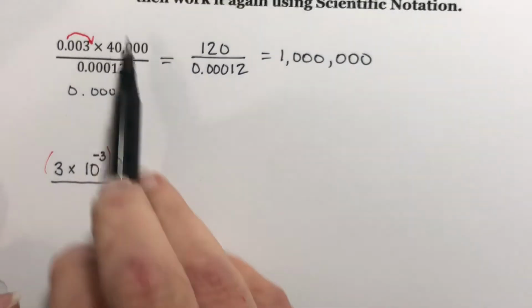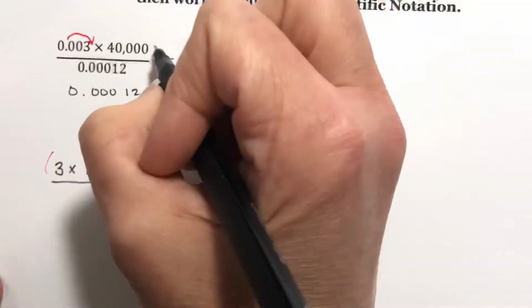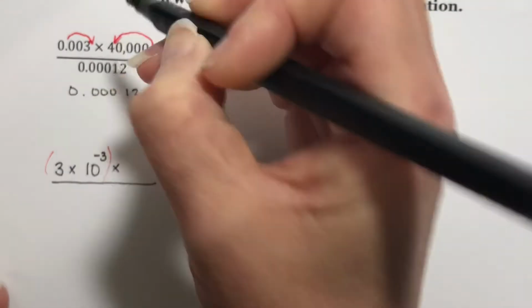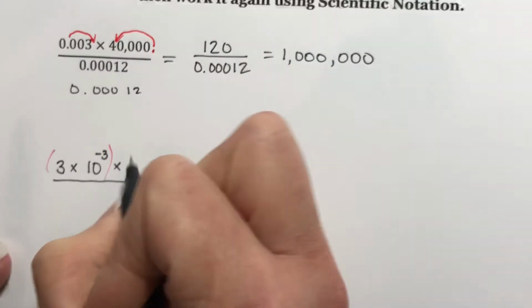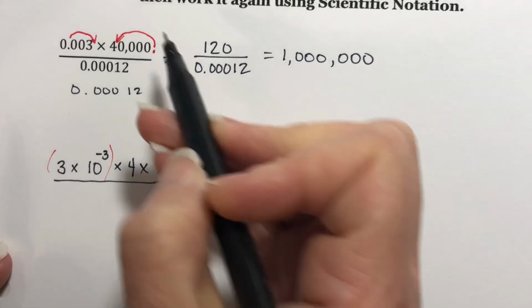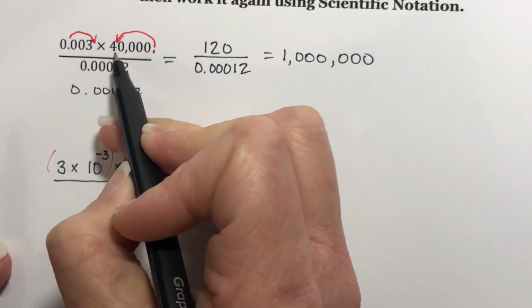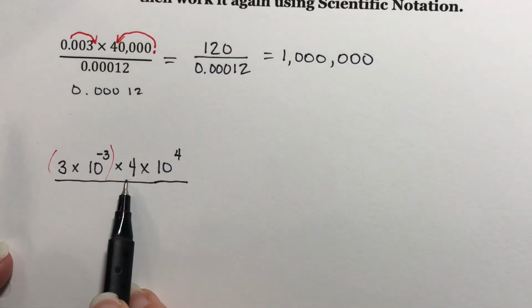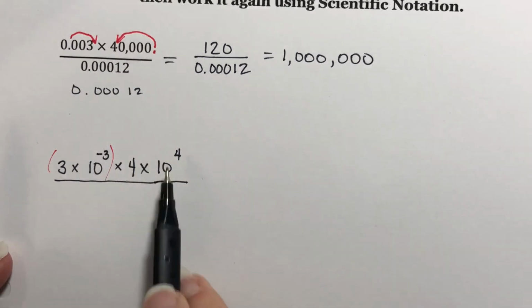Okay, now to change 40,000, my decimal point is here. I need to move it all the way over to here. So I have 4 times 10 to some power. I've moved it 1, 2, 3, 4 spots. And 4 needs to be getting a lot bigger to go back to 40,000, so it's a positive 4.